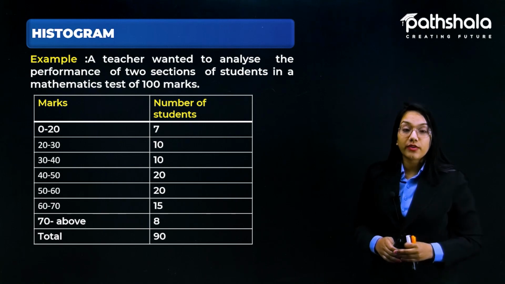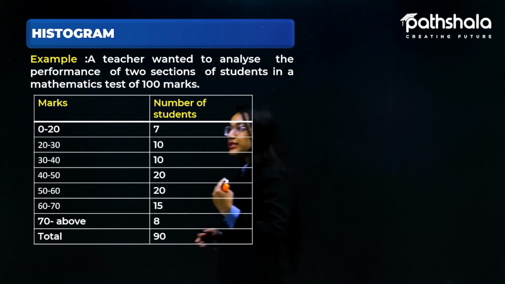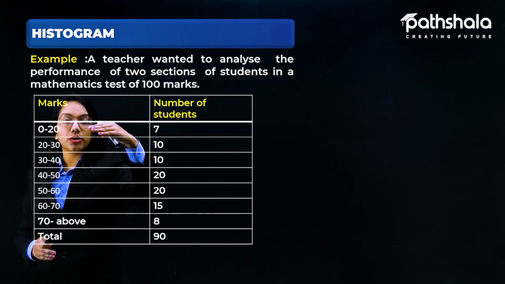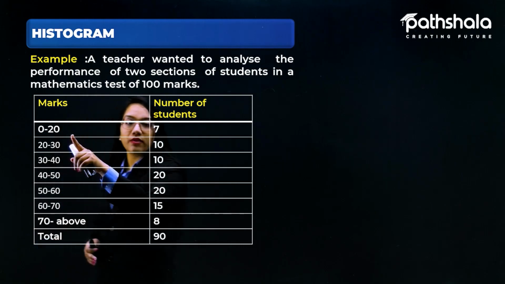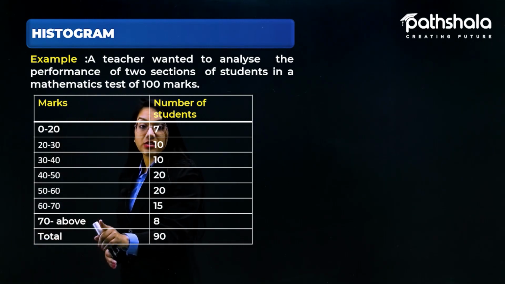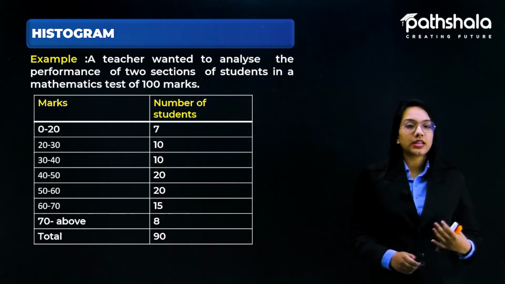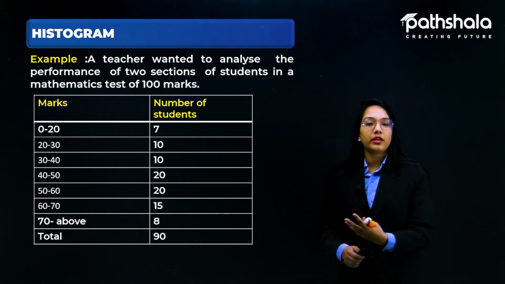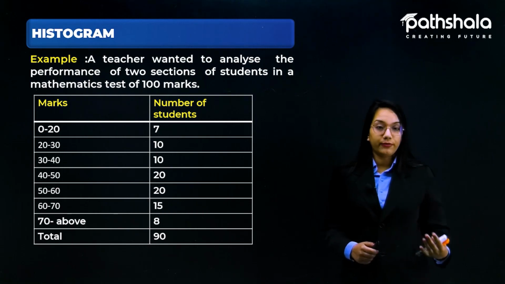Now you can see over here, if I talk about 0 to 20, 20 to 30, 30 to 40, the class size of the very first class interval, 0 to 20, is 20, but the class size of 20 to 30 is 10, and further we have 10, 10, 10 and 10, but for this one we have 20, and for this one, 70 to above, we have a different width. So here we can see that if I form this into a histogram, then the bars definitely have different widths.